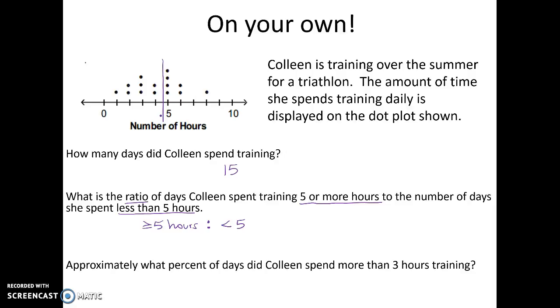So my first ratio, it says greater than or equal to 5 hours. So I have 1, 2, 3, 4, 5, 6, 7 to the right of my line. So I'm going to put 7 here to less than 5. So 1, 2, 3, 4, 5, 6, 7, 8. Because less than 5, not equal to 5. So 7 to 8. So that is my ratio for the number of days she spent 5 or more to less than 5. That is a part-to-part ratio.